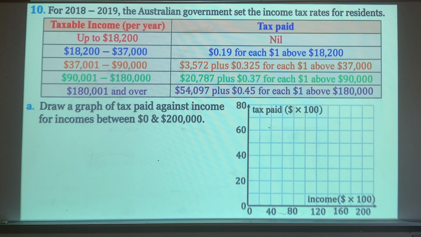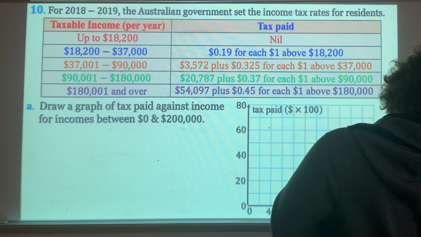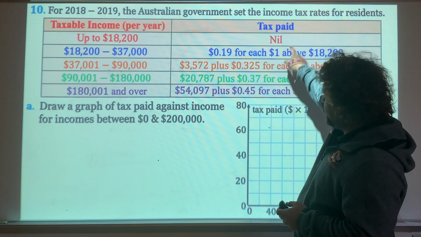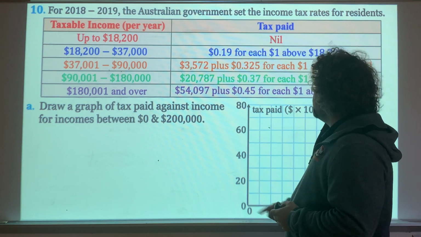New one, new graph here. For 2018-2019, government set the income tax. Now we're going to Australia. All right? Slightly different. Draw a graph. So now what we're going to do first is we're going to draw the graph, and then we're going to answer a bunch of questions based on the graph. By bunch, I mean two. So first thing, up to 18.2, didn't pay anything.